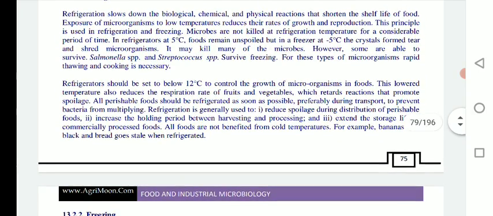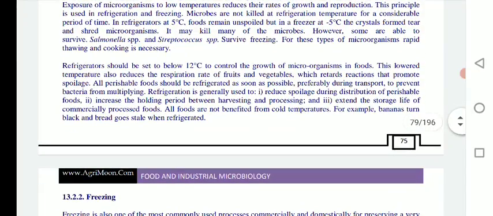So extreme freezing may kill many kinds of microbes. However, some are able to survive. There are some species, for example Salmonella and Streptococcus species, that survive after freezing, and for these types of microorganisms, rapid thawing and cooking is necessary.